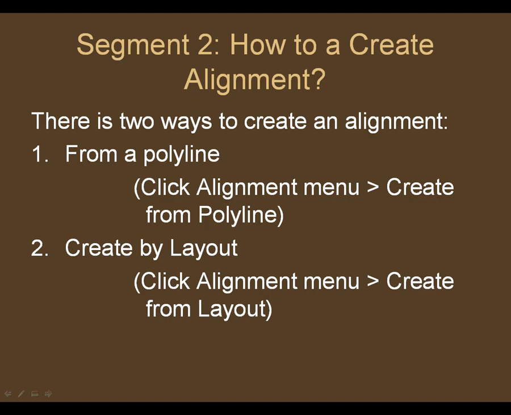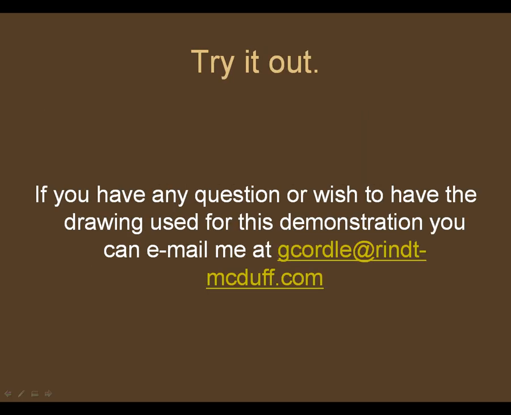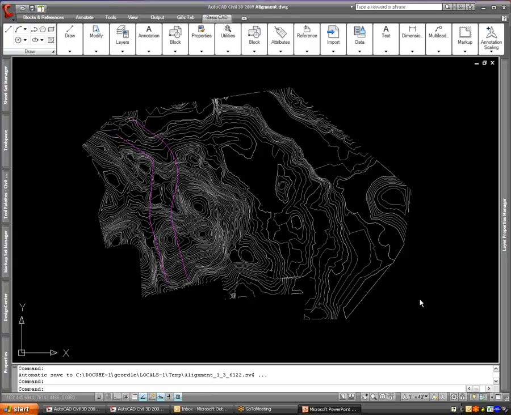There are two basic ways to create an alignment. The first way is through a polyline, which we will cover today, and also creating by a layout. Depending on what you're doing, both are very beneficial in their own different way. Editing, we're pretty much going to show design changes, realistic design changes, and properties. So let's get started with it.